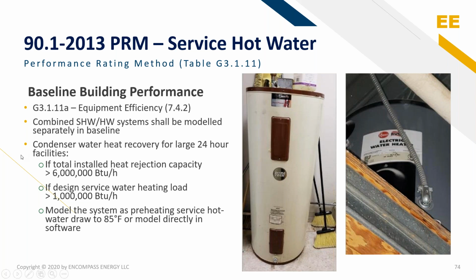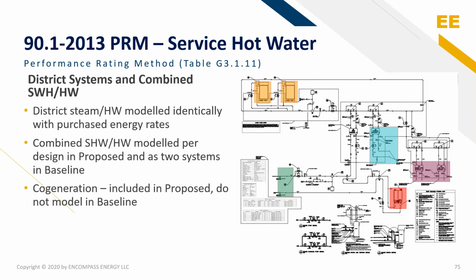The other thing is if you have large facilities with large heat rejection capacity, which we generally find applicable in hospitals or laboratory settings, you have to have condenser water heat recovery that preheats your electric hot water or gas hot water, depending on what you have. So again, this is just a diagram looking at a combined system with cogen. If you have something complicated like this in your proposed design, you can take credit. Baseline will always be two separate systems.